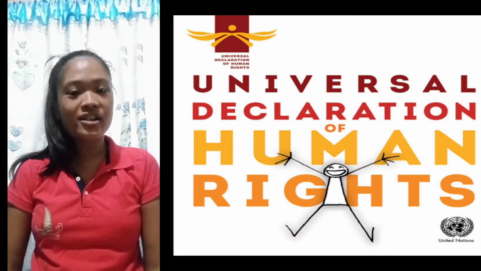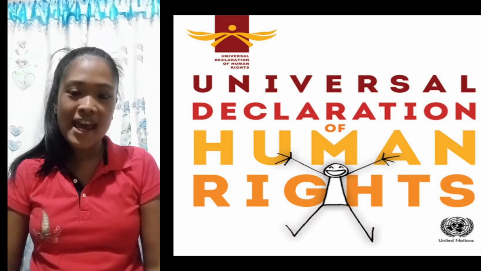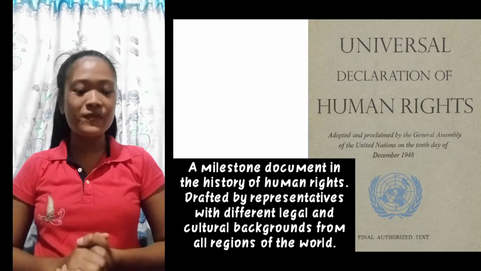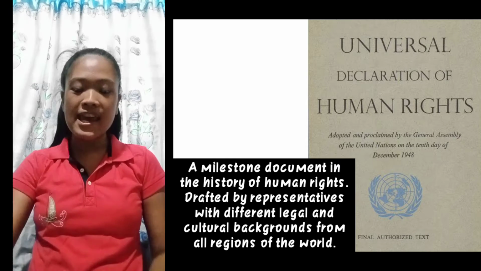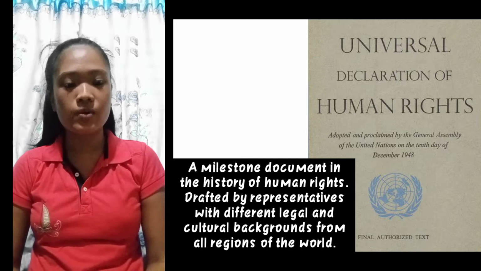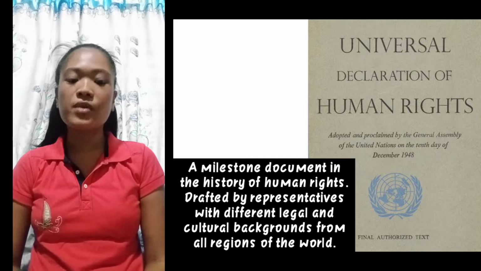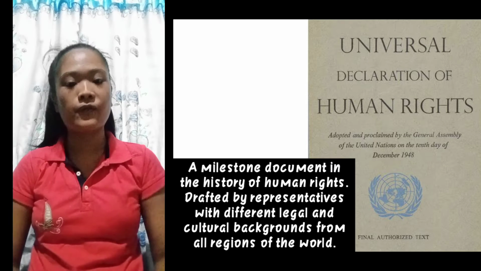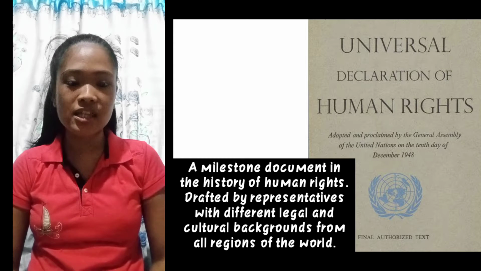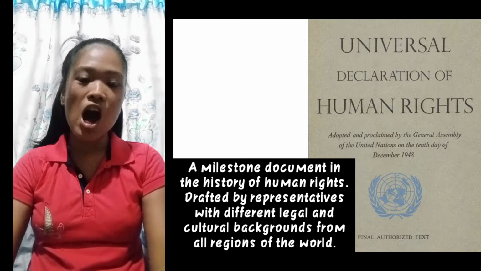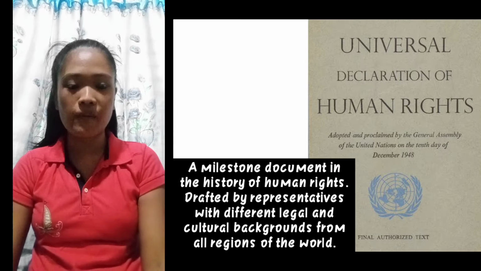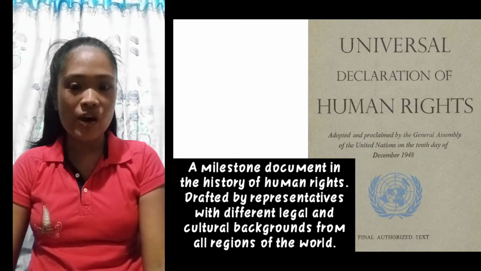Now, let us know what the Universal Declaration of Human Rights is and what the articles behind it are. The Universal Declaration of Human Rights articulates fundamental rights and freedoms for all. It is a milestone document in the history of human rights, drafted by representatives with different legal and cultural backgrounds from all regions of the world. The Declaration was proclaimed by the United Nations General Assembly in Paris on December 10, 1948. It is a common standard of achievement for all peoples and all nations.